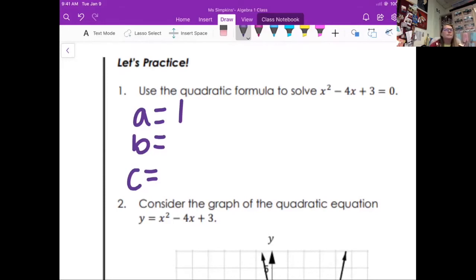What's our B? Negative 4. Thank you, whoever said that. Why is it negative 4? Well, it says negative 4. Okay. So our C is what number? 3.